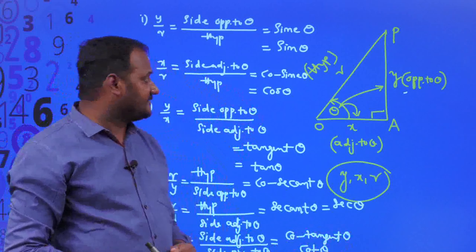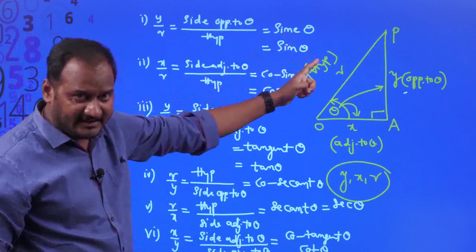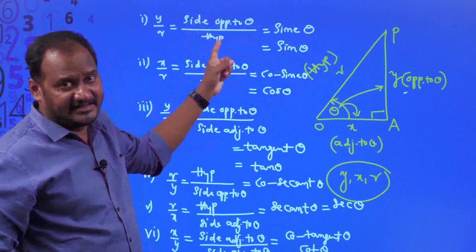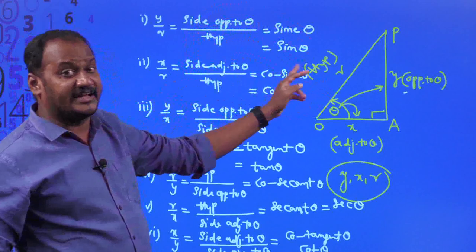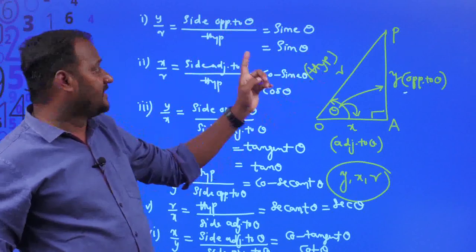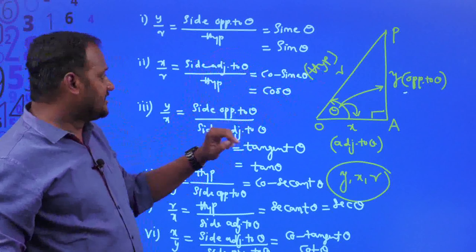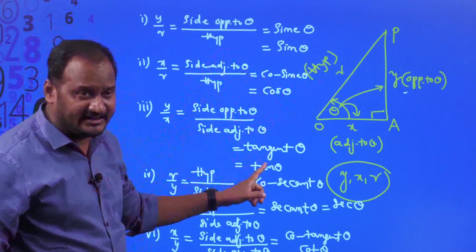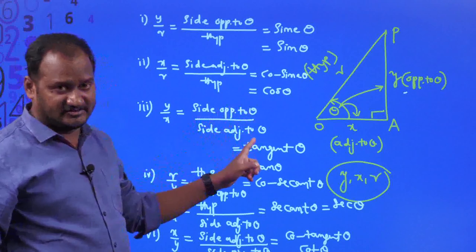So these six are the six trigonometric ratios. The first one is sine theta, which is the ratio between side opposite to theta and hypotenuse. The second ratio is cosine theta or cos theta, which is the ratio between side adjacent to theta and hypotenuse. The third one is tangent theta or tan theta, which is the ratio between side opposite to theta and side adjacent to theta.